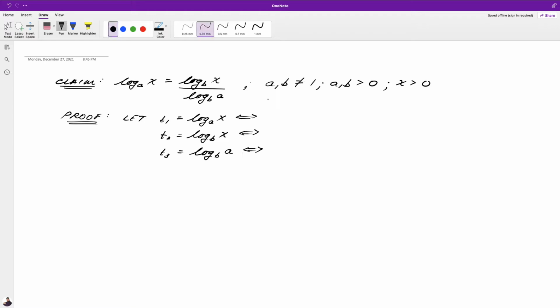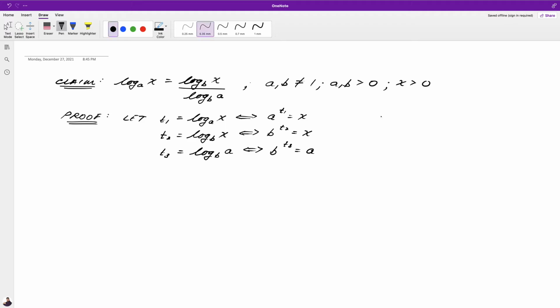By the definition of the logarithm, we know that here a to the t1 would be equal to x. Here we'd have b to the t2 equals x. And here we have b to the t3 is equal to a. Okay. Now the exponent properties I'm going to be using here are as follows.